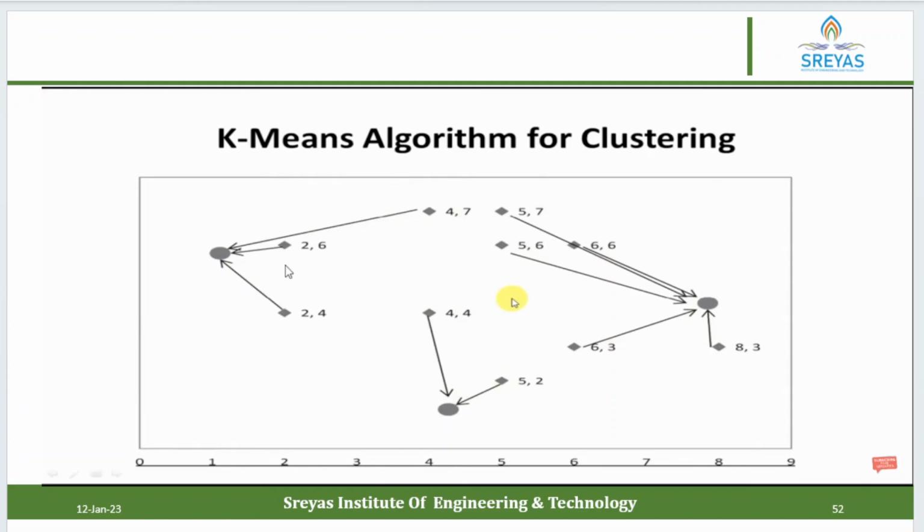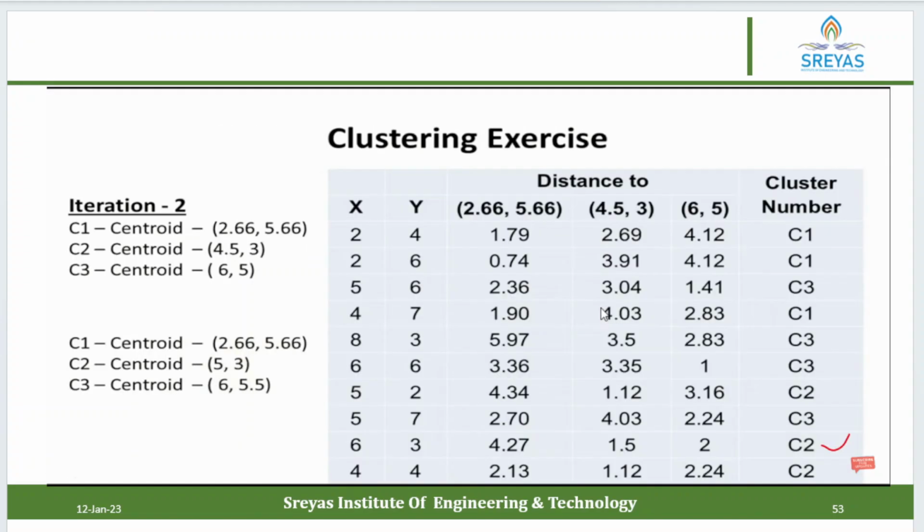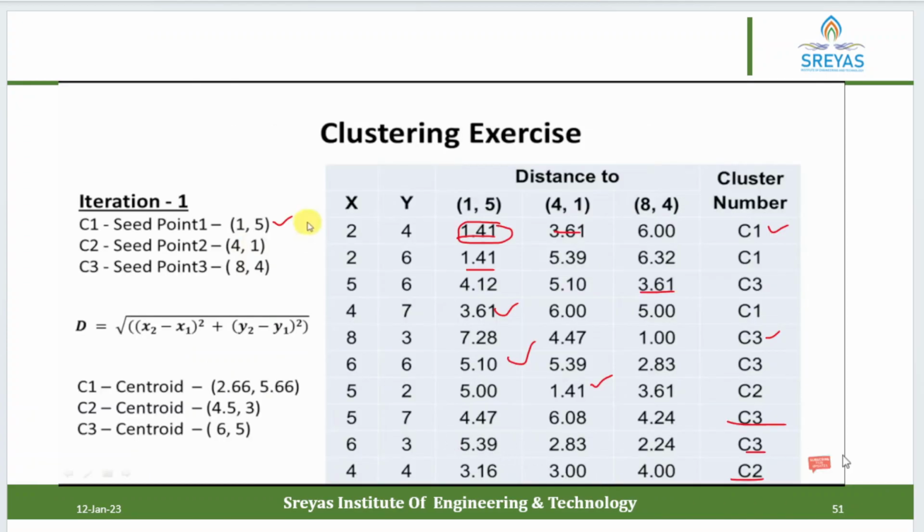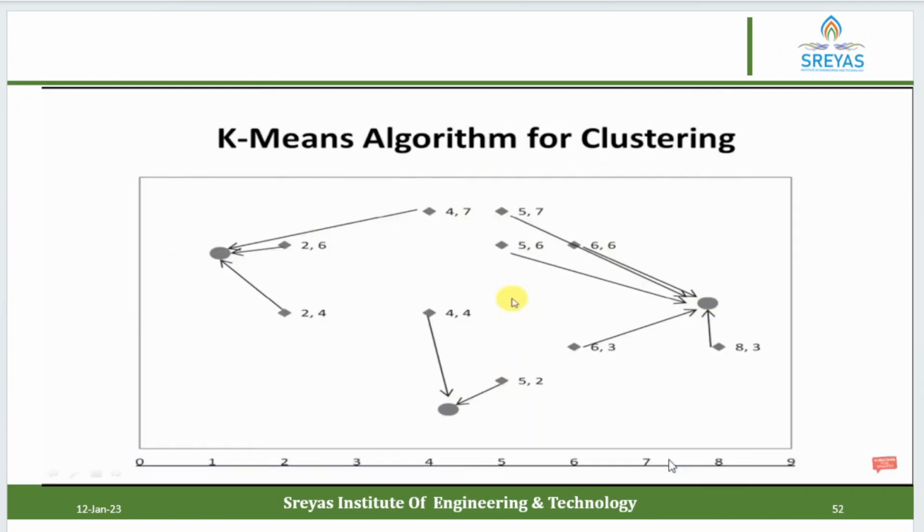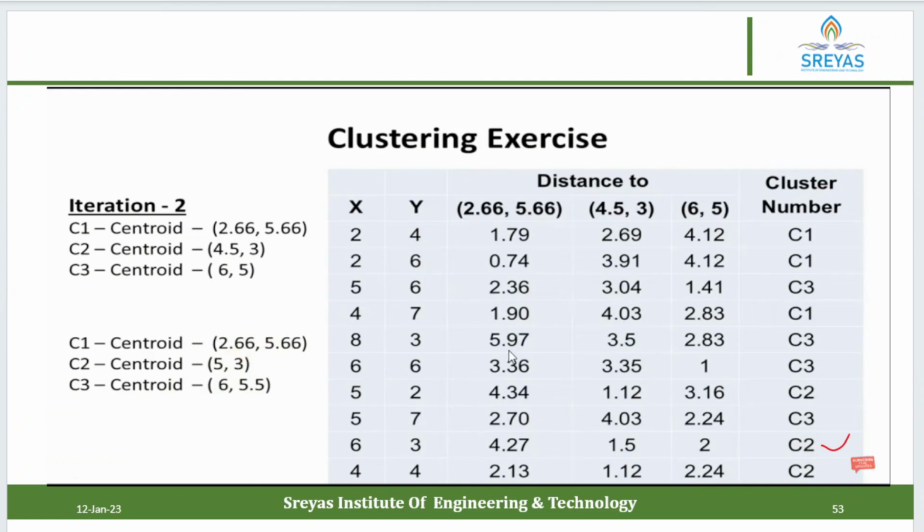So somehow we have assigned all these data points to the nearest data points or the seed points only. We are going to assign these data points to the respective clusters. Next I have found that for the 6 comma 3, in the iteration 1 we have assigned it to the cluster 3, but in the iteration 2 if you observe here, it has been assigned to the cluster 2 here.